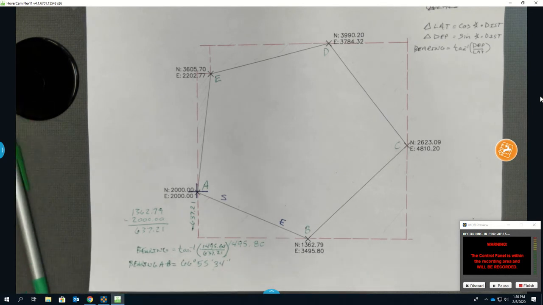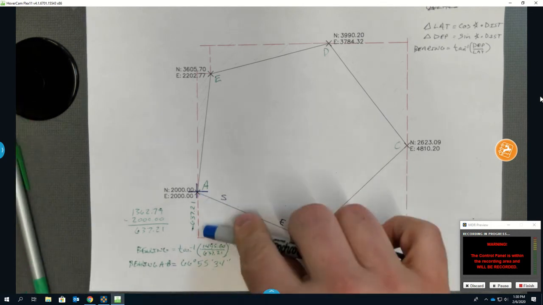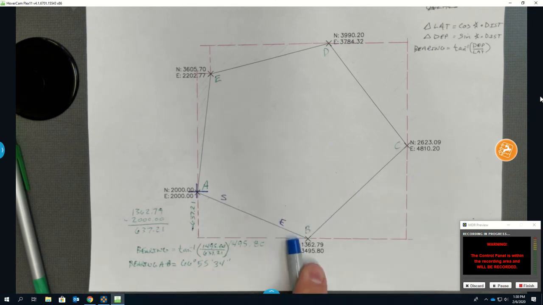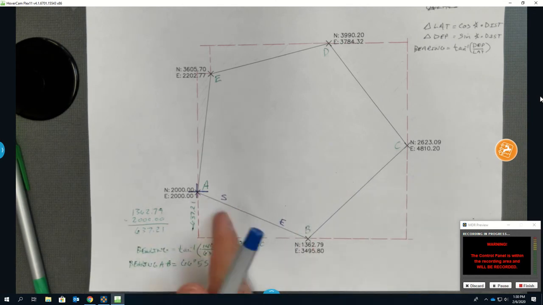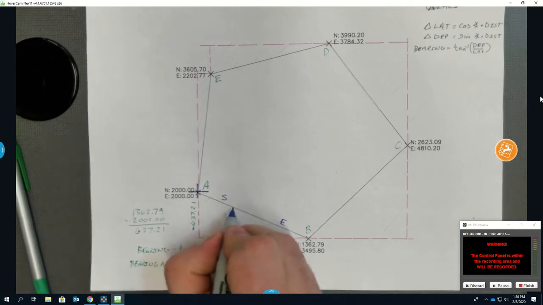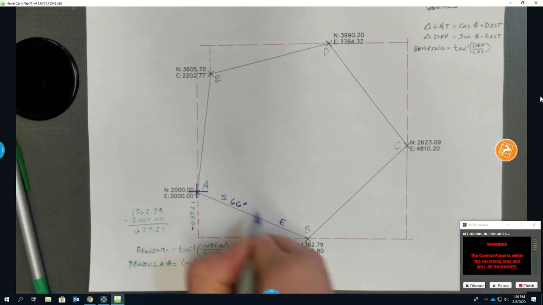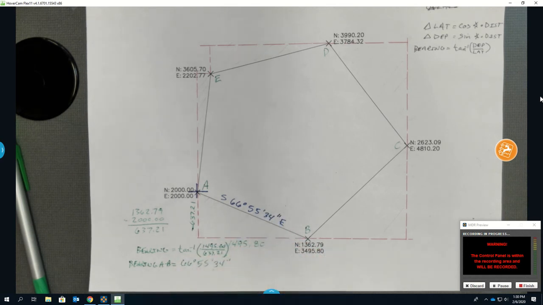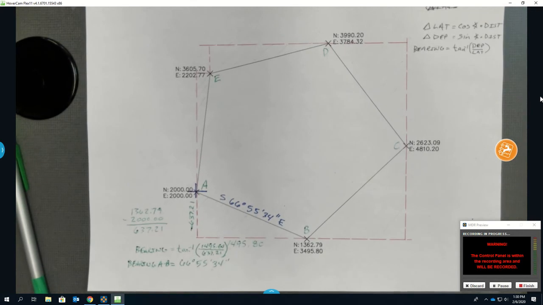All right, so we know, because this is in the positive, negative quadrant, down over here, we know it's a southeast. Okay, so all we have to do is label it southeast, and it's 66 degrees, 55 minutes, 34 seconds. How about our distance now? We need to know the distance from A to B. Well, that's simple, Pythagorean theorem, right?